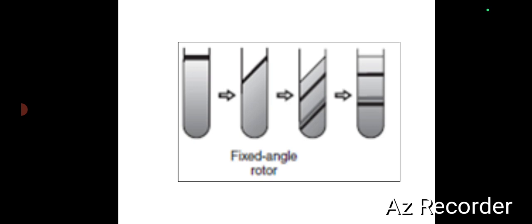This is for fixed angle rotors. In the first tube we keep the sample during acceleration, in the second and third the particles sediment, and finally in the fourth tube we get the sample separated.